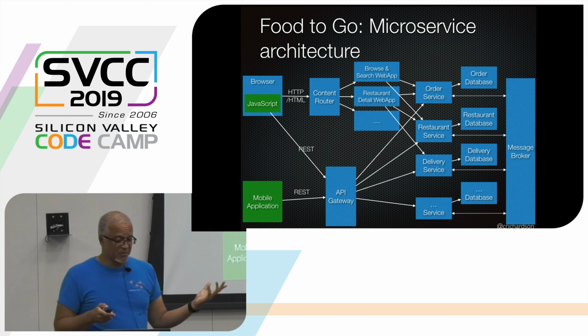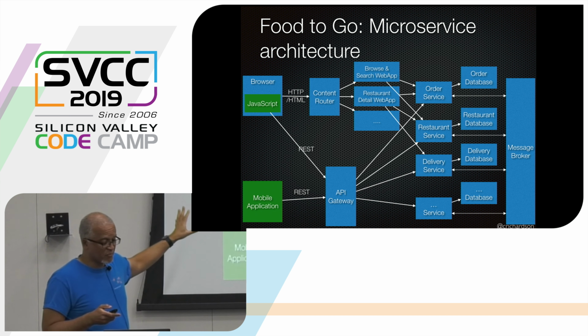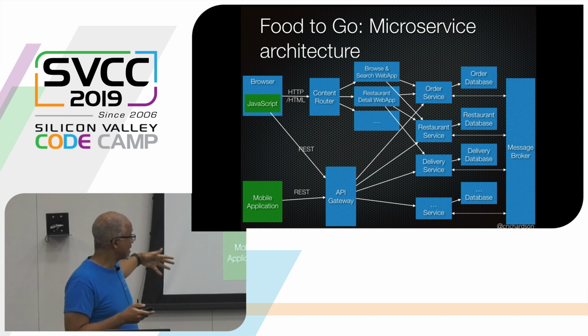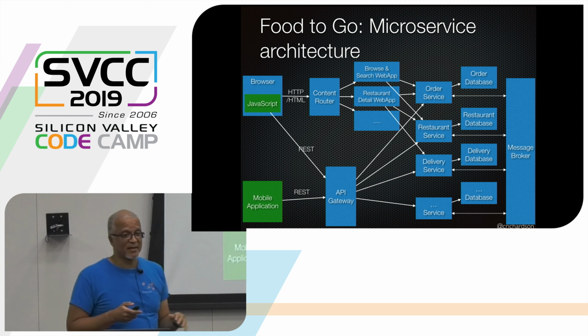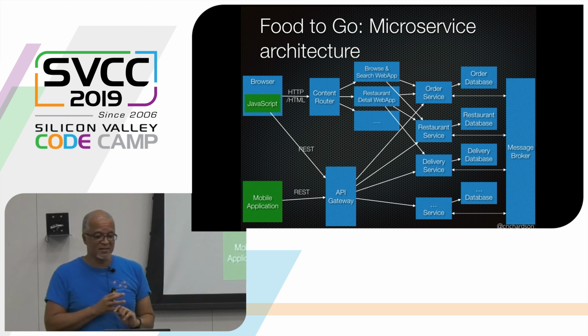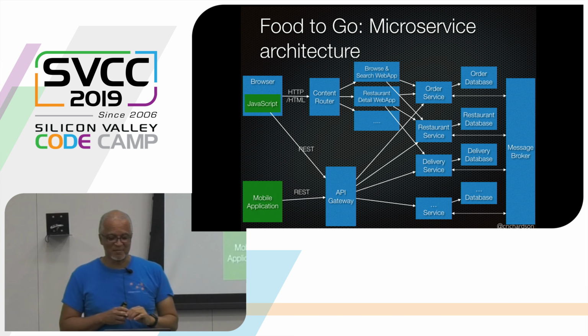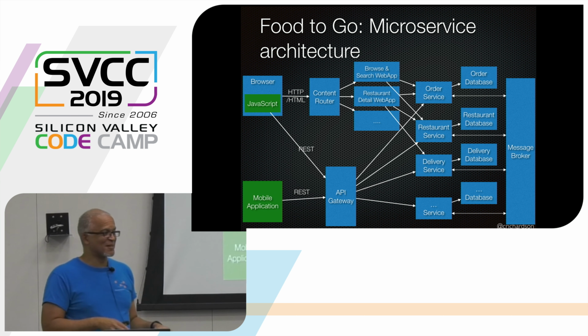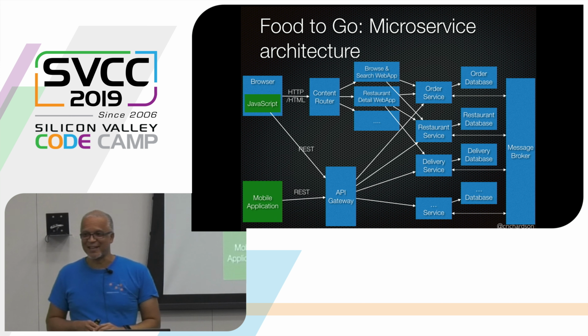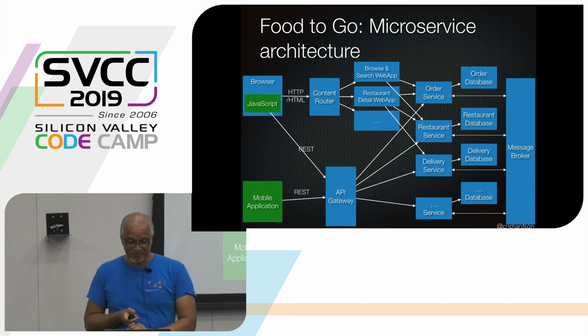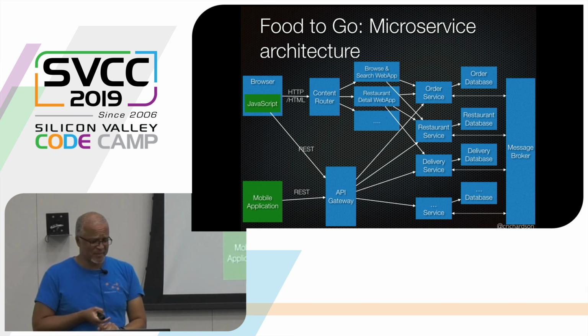So in this example, there's JavaScript running in the browser and a mobile application making REST calls to the API gateway that's routing to the relevant services. Gosh, this is a bit more complicated than the previous one, right? Which actually hints at one of the drawbacks of this architecture, lots of moving parts. And I'll talk about that a little bit in a minute.